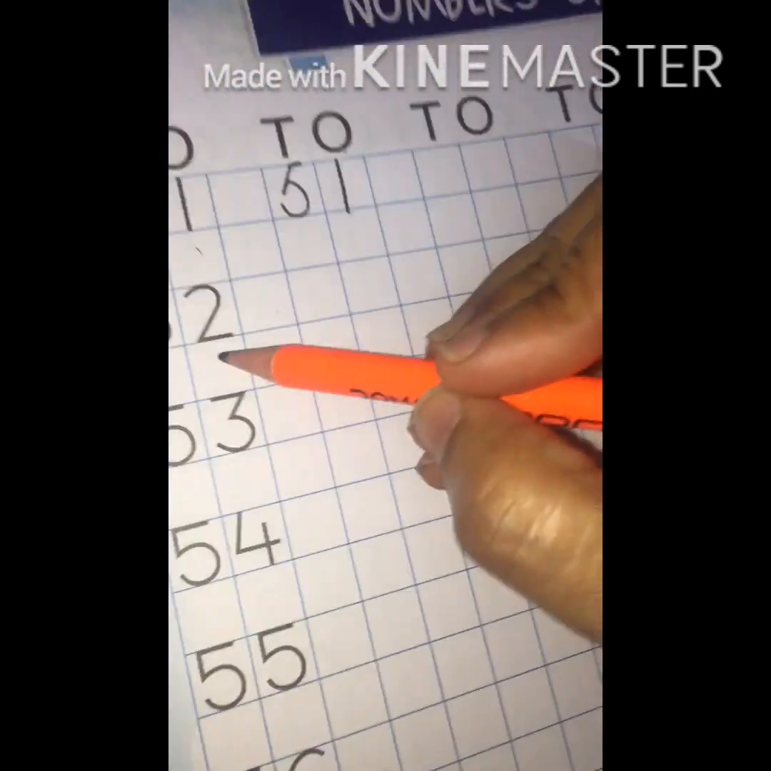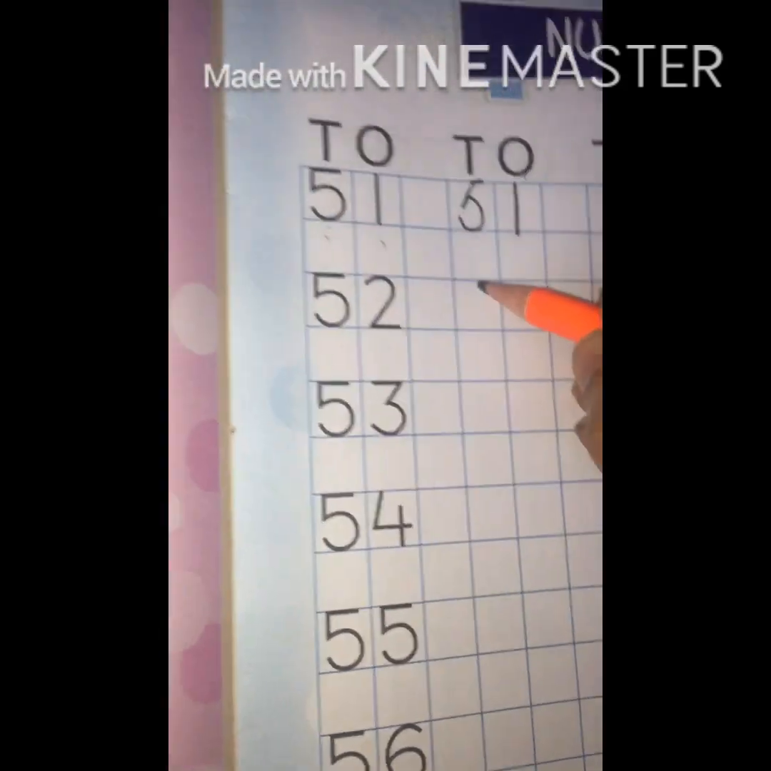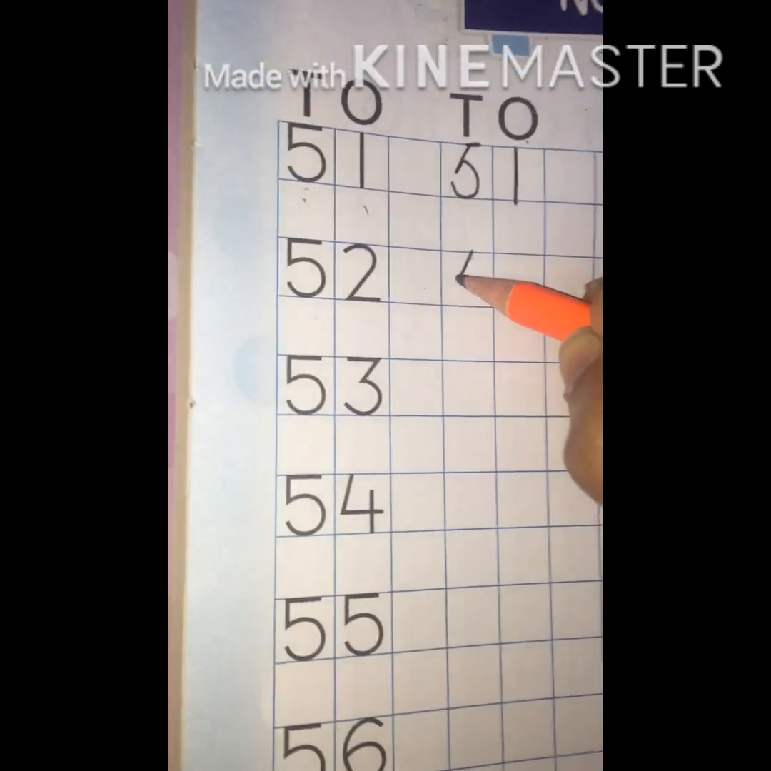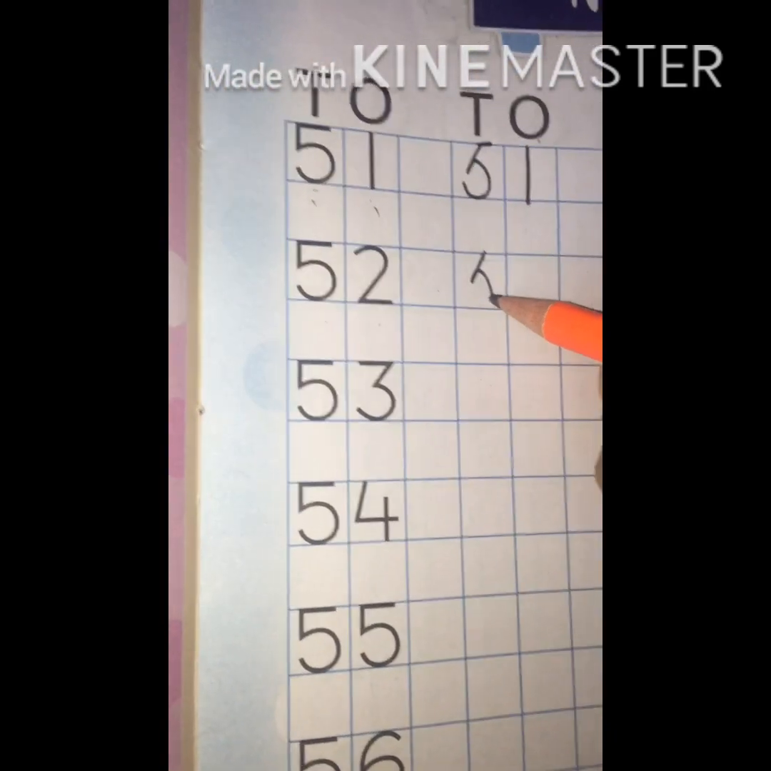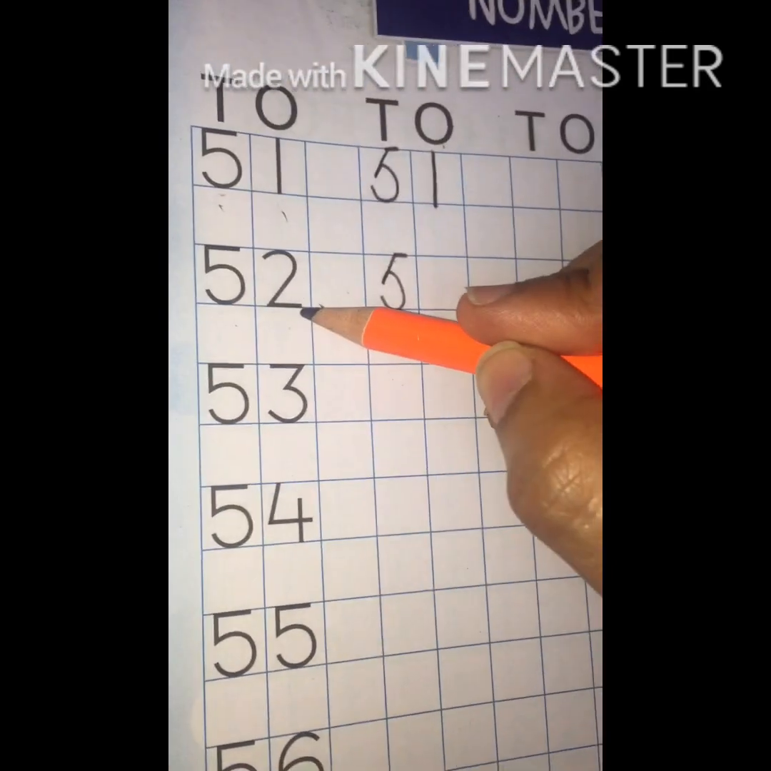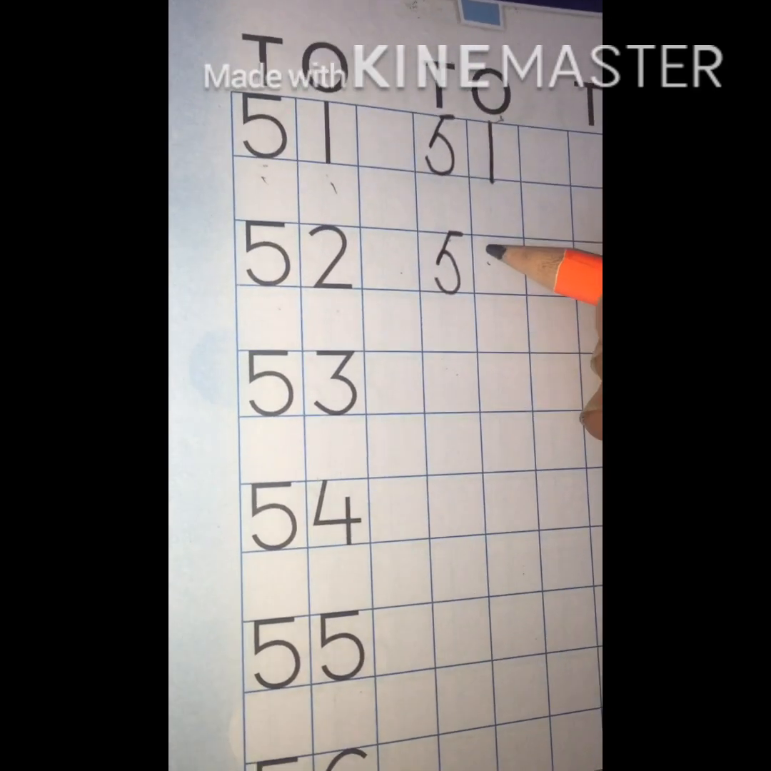So 1 will come under O. Now which number is coming next? 52. Again 50 is related to number 5. So we will write down 5 here. Like this. And we are saying number 2 at the end. So number 2 will come under O.